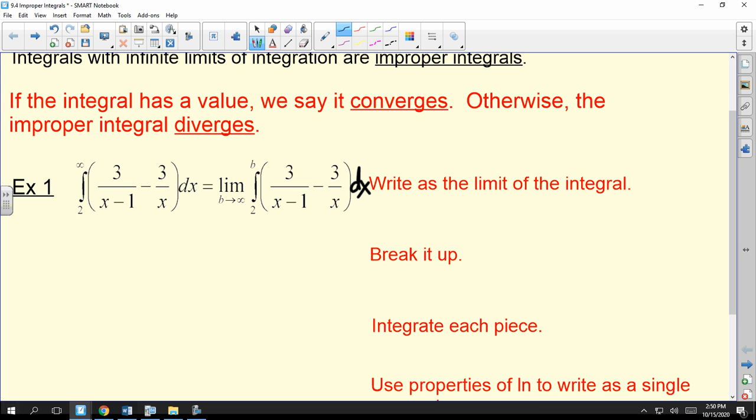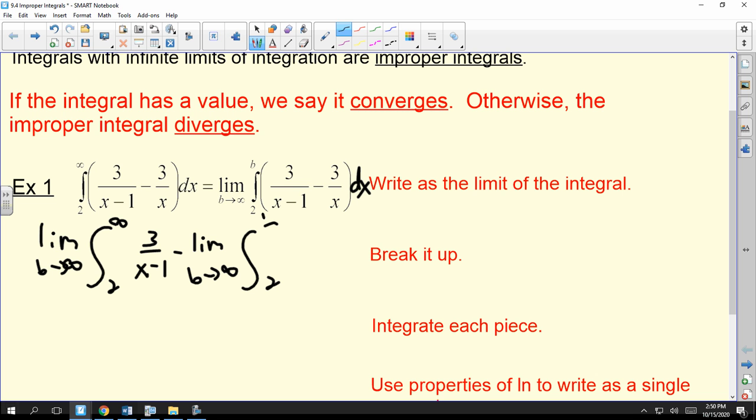So write it as the limit of the integral with b on there instead of infinity. We're going to break this thing up. So we have the limit as b approaches infinity of the integral from 2 to b of 3 over x minus 1, minus the limit as b approaches infinity of the integral from 2 to b of 3 over x. Slap on a dx on each of those.